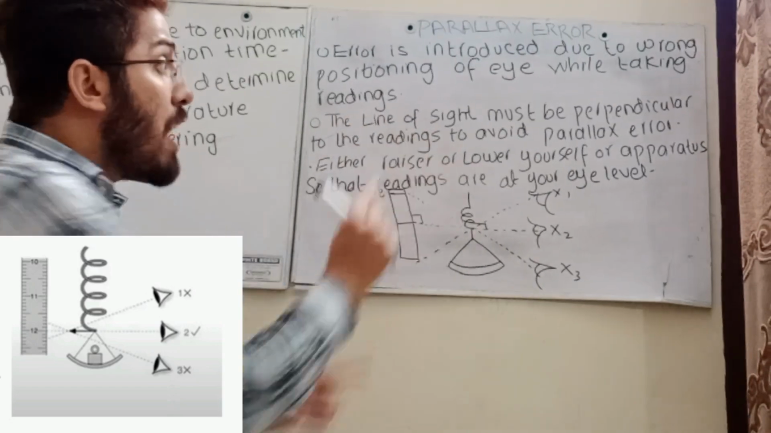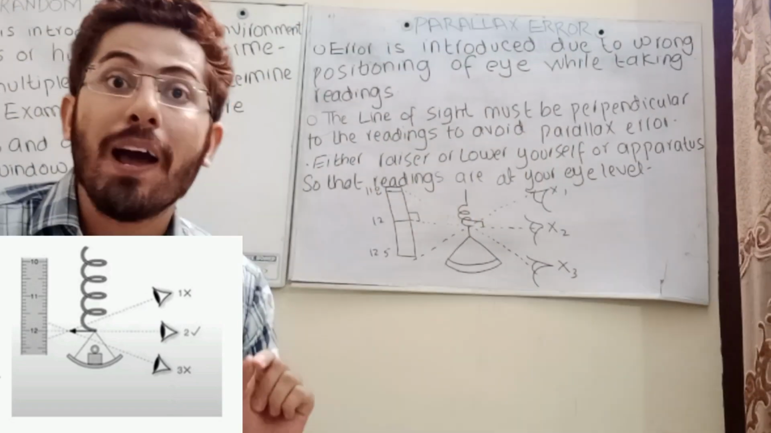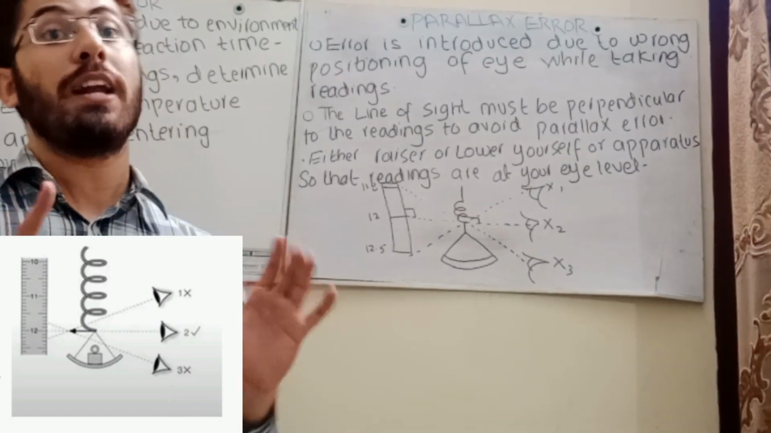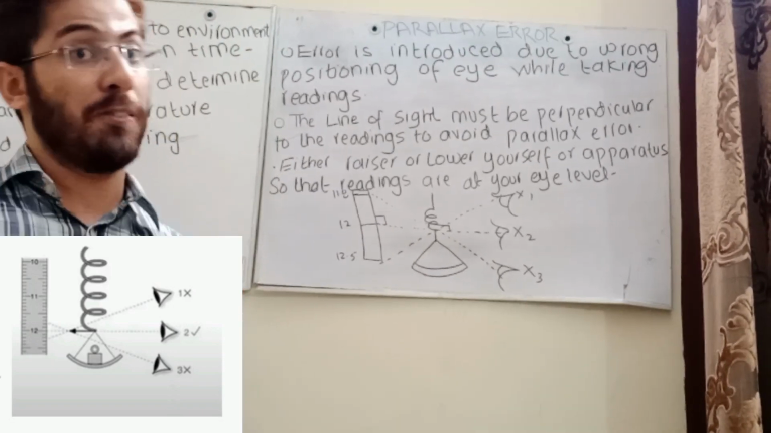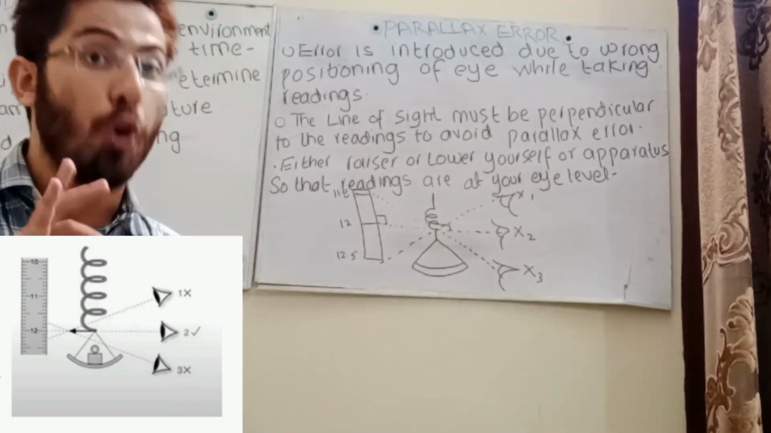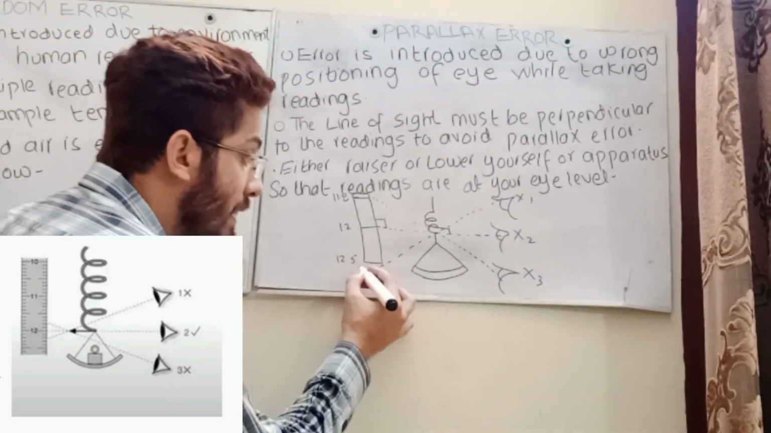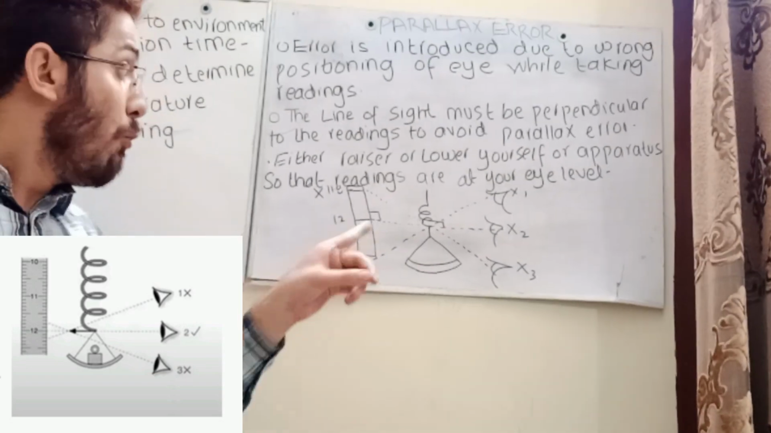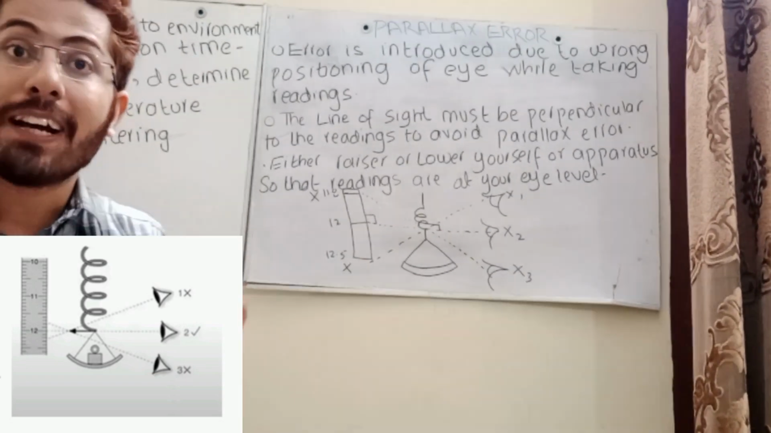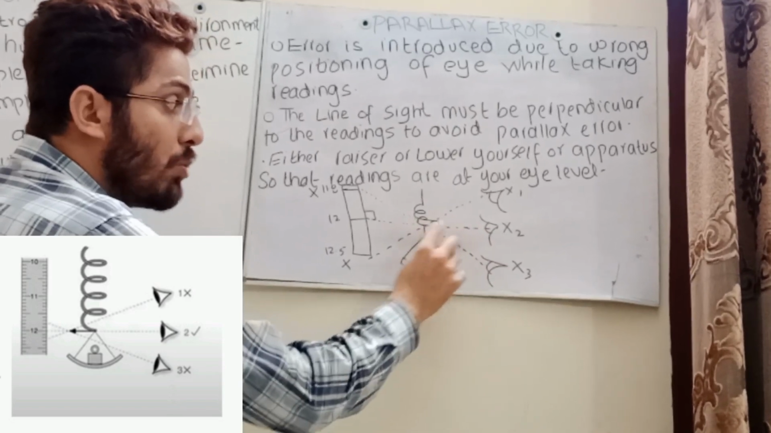Okay, the line of sight must be perpendicular to the reading to avoid parallax error. Always remember, student, either you are using the ruler or any device, your eyesight must be perpendicular. If your eyesight is not perpendicular, you will get the wrong answer. See, 12.5 is the wrong answer, 11.8 is the wrong answer. Which one is correct? 12 is the correct answer because his eyesight is perpendicular to this device.